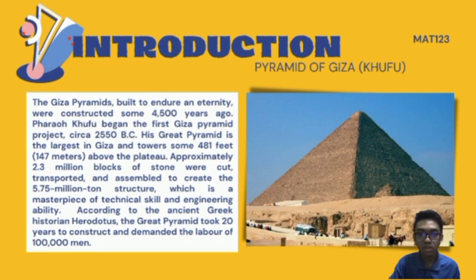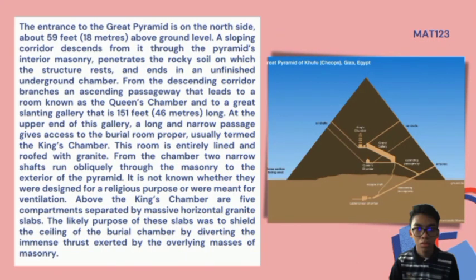According to the ancient Greek historian Herodotus, the Great Pyramid took 20 years to construct and demanded the labor of 100,000 men. The entrance to the Great Pyramid is on the north side, about 59 feet, which is 18 meters, above ground level. A sloping corridor descends from it through the pyramid's interior masonry, penetrates the rocky soil on which the structure rests, and ends in an unfinished underground chamber.